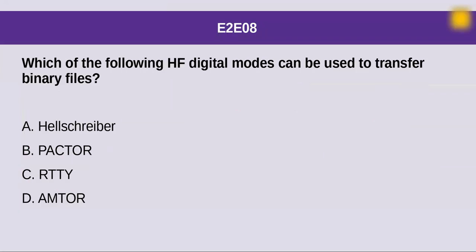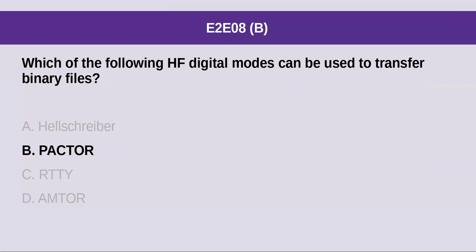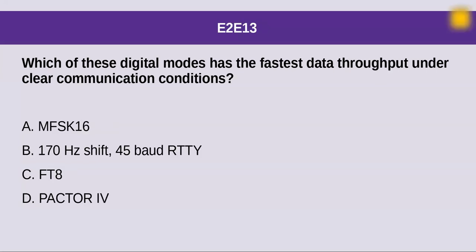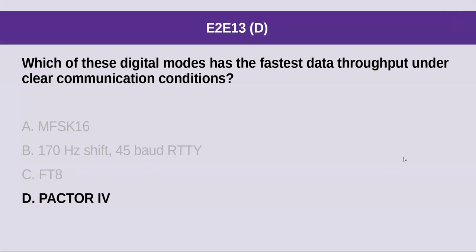Which of the following HF digital modes can be used to transfer binary files? I ran across what that really is and I forgot, so it only comes up as a wrong answer. Which of these digital modes has the fastest data throughput under clear communication conditions? Because if conditions are bad, it's going to have to keep retransmitting, so your throughput really goes down.